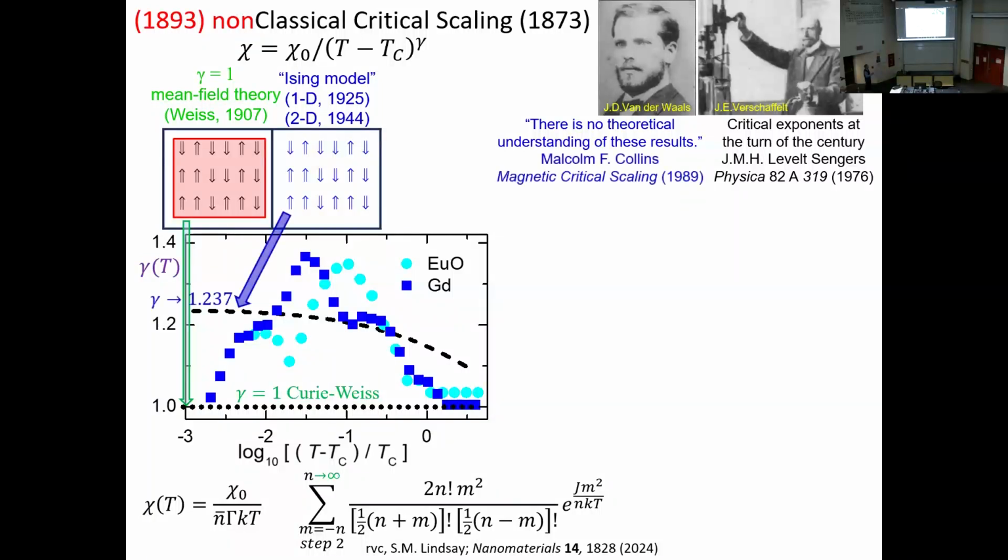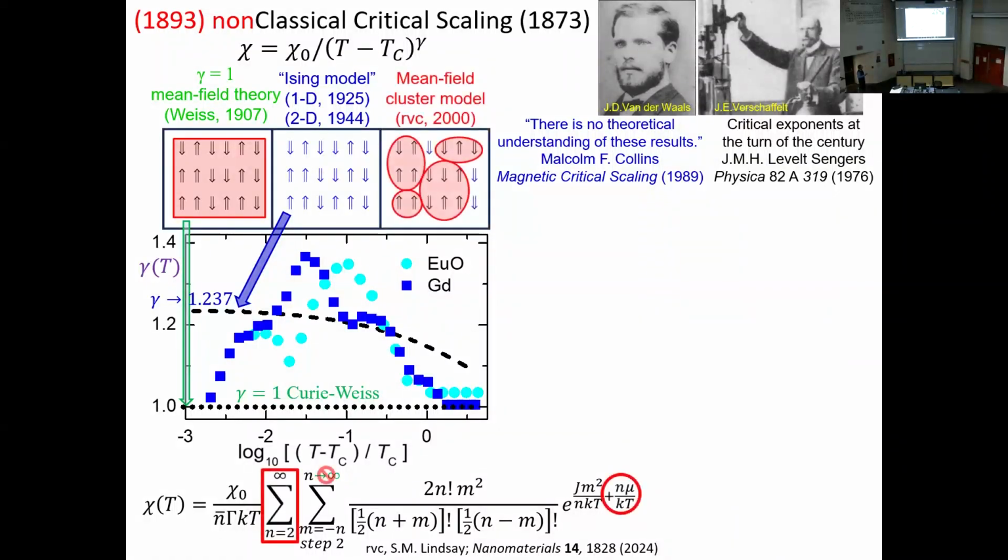Okay, but using this, the three-dimensional version, which cannot be solved analytically, but at least you can simulate it, you get the dashed line here. And renormalization group theory tells you that the gamma should go to 1.237 as the temperature goes to the critical point. But you see the data do not follow that.